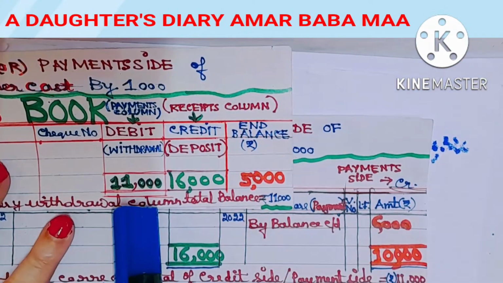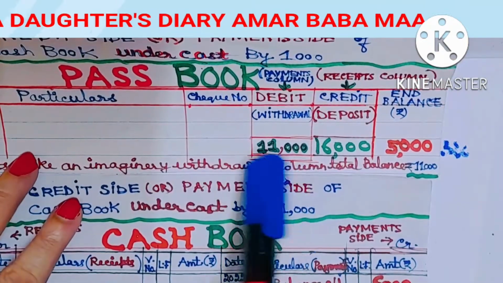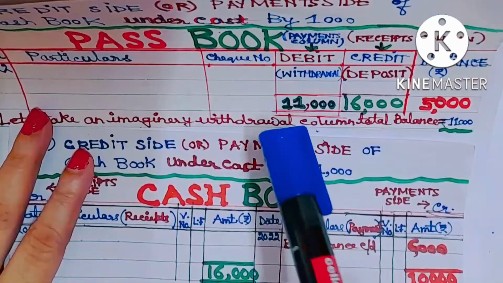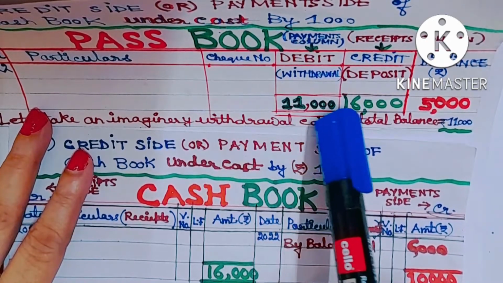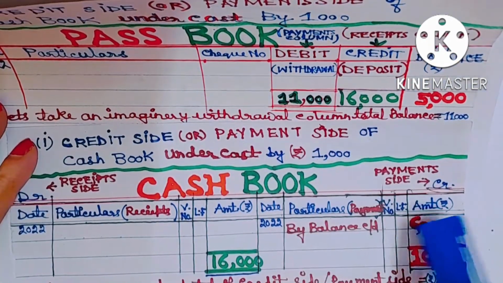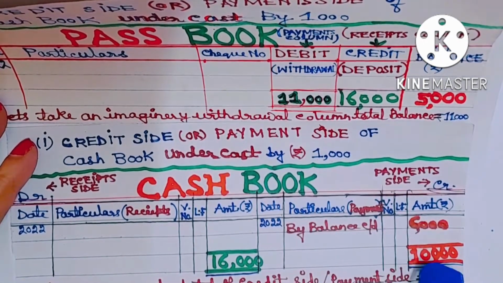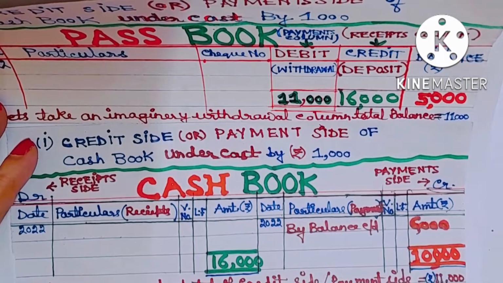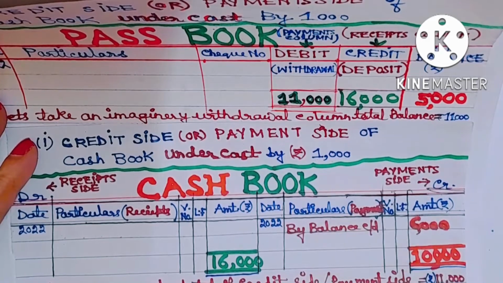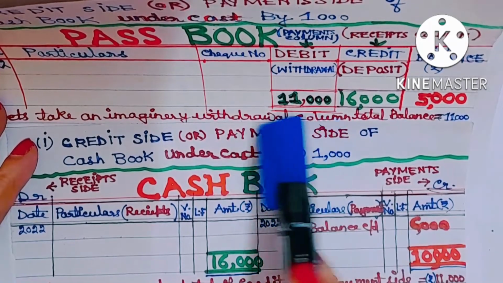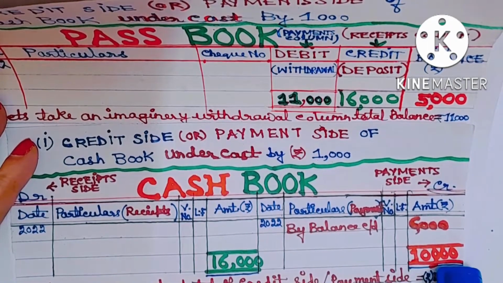But see the payment side. The payment side of the passbook is how much? 11,000, which is correct. The total of the debit column or withdrawal column or payment column of the passbook is 11,000, which is correct. See, the total of the credit side or payment side of the cash book is 10,000. Why 10,000? Because the businessman made a mistake and totaled 10,000 instead of 11,000.